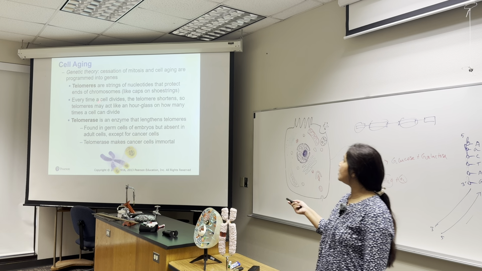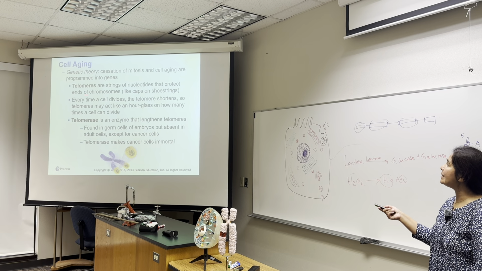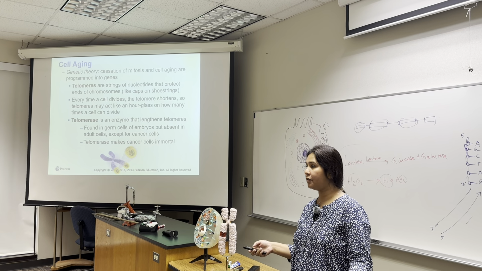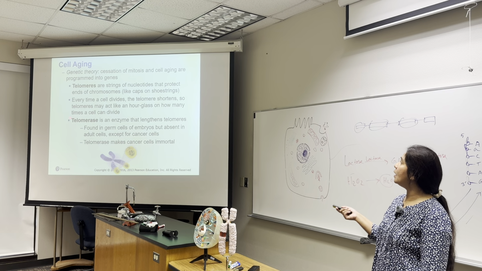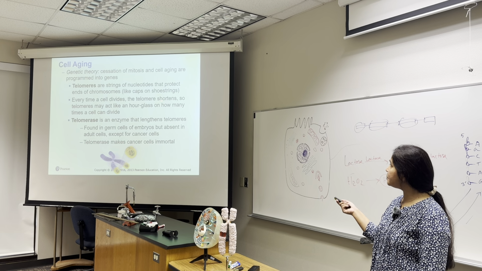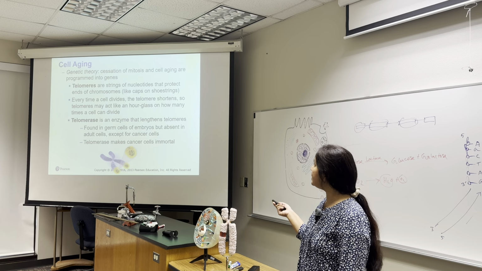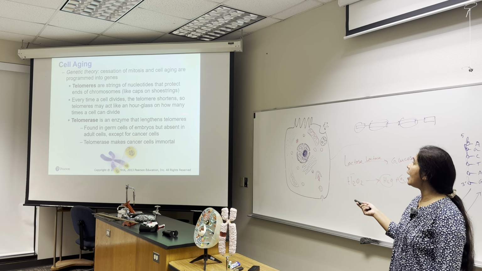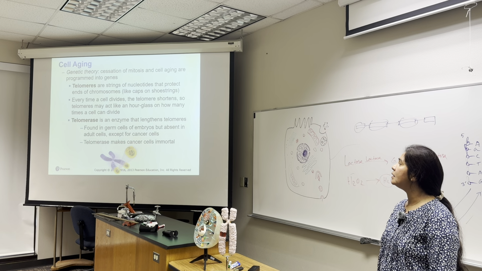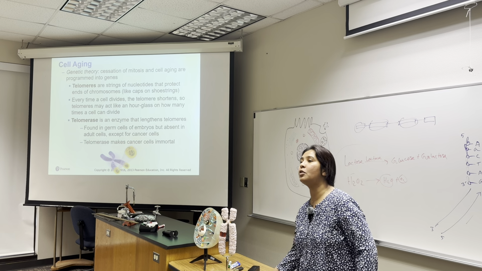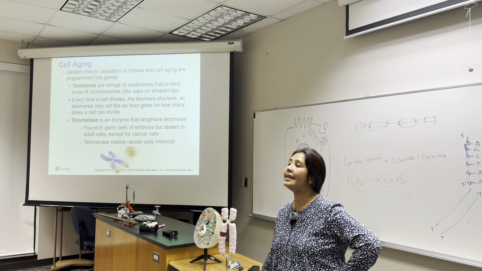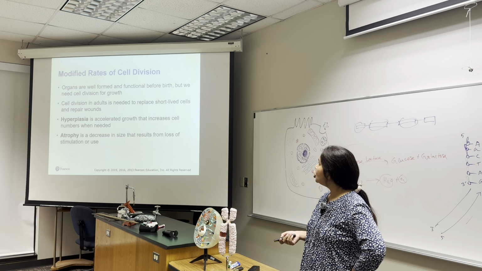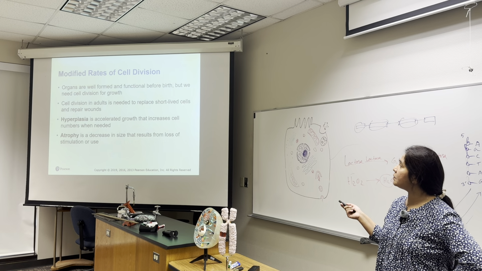So the telomeres are the strings of nucleotides that protect the ends of the chromosome. It's almost like the shoestring, right? And then the caps on the shoestring. Every time a cell divides, the telomere shortens, so the telomere may act like an hourglass on how many times a cell can divide. But you also have an enzyme called telomerase, which can actually lengthen the telomere. So it modifies rates of cell division.